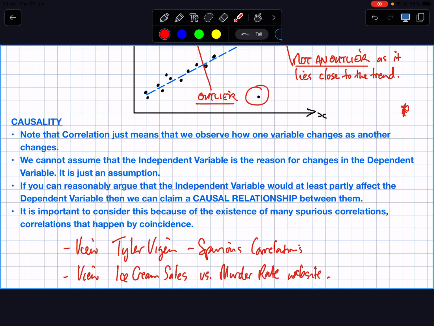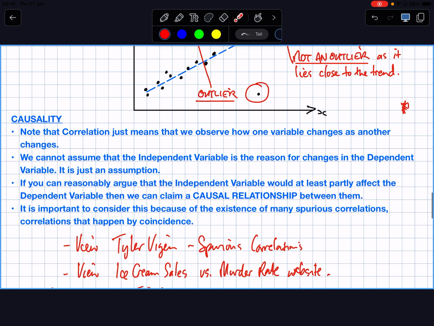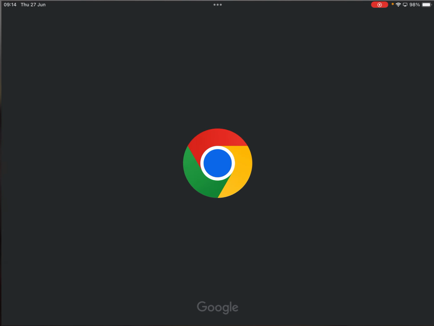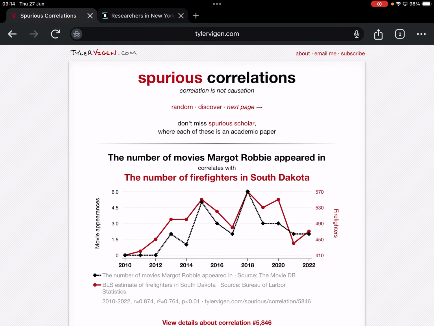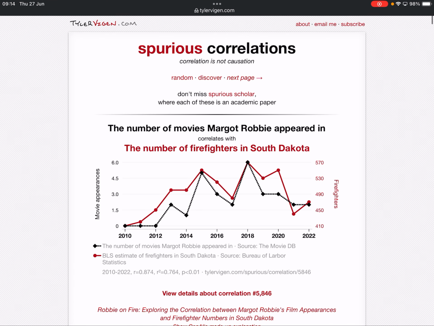Let's say I was to visit some of these spurious correlations here, I'll come back to this screen after. I just want to get to the funny bit. There's literally a guy that compiled a bunch of spurious correlations with actual data. So you can see a pretty close relationship between the number of movies Margot Robbie has appeared in and the number of firefighters in South Dakota. If you just ignored the idea that that's a correlation, that would suggest that the number of movies Margot Robbie's in causes people to apply to be a firefighter in this particular state in the United States. No, that's BS. That's just a coincidence, all right? Next one.